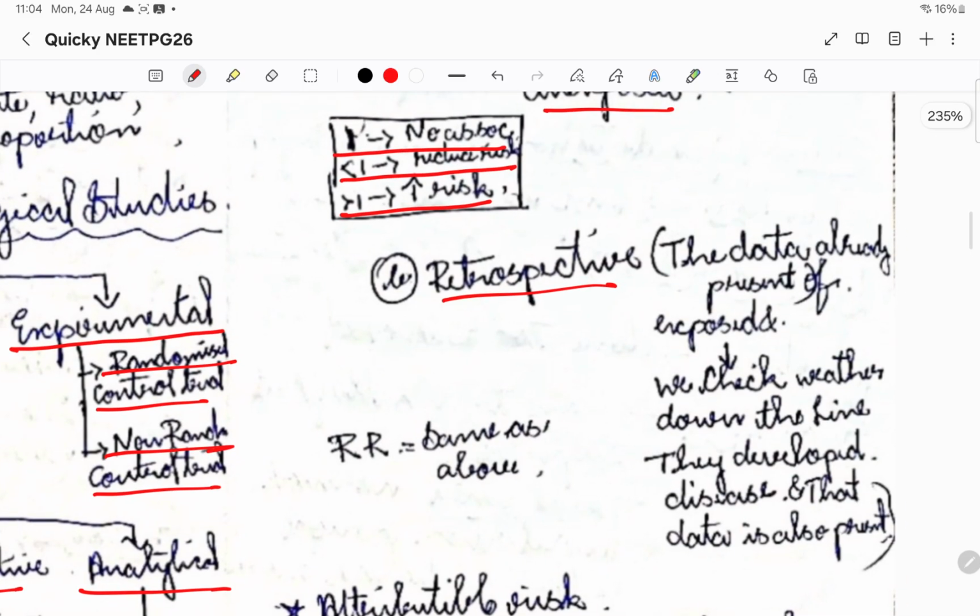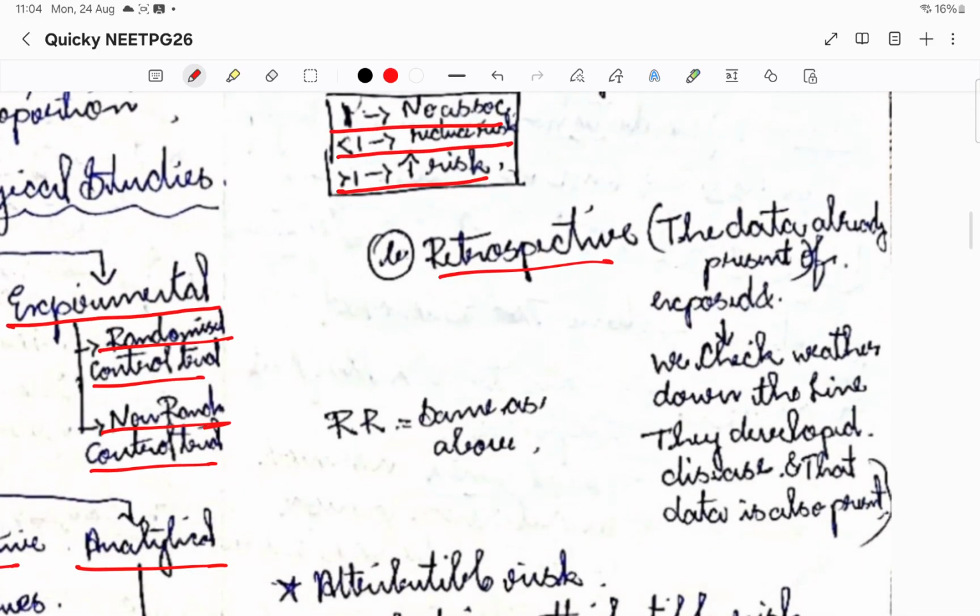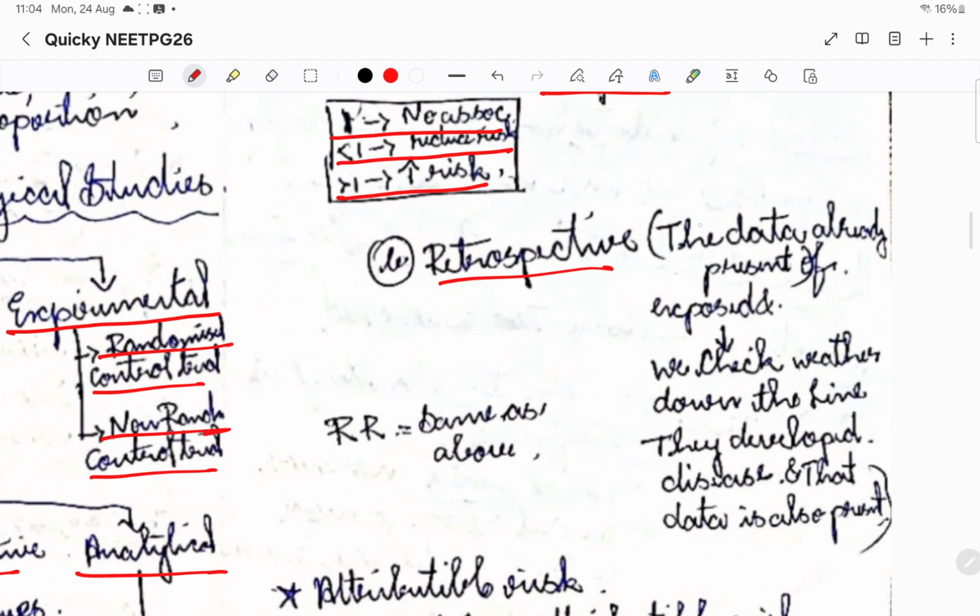Then coming to retrospective cohort. I told you, prospective, then retrospective cohort. See, all the data is already present of the exposed, and we check whether they developed a disease or not.